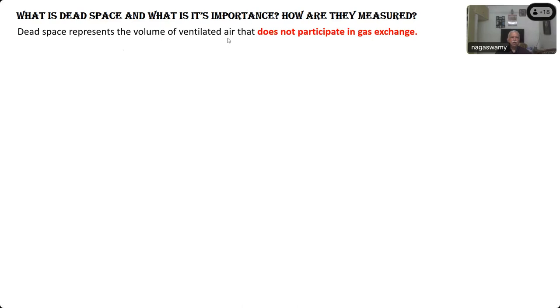Dead space represents the volume of ventilated air that does not participate in gas exchange. That means that air goes in and comes out as is where is. It goes in with the same composition of nitrogen, oxygen, and minimal amounts of trace gases, and comes back with the same thing. Whereas the air that has taken part in gaseous exchange will have given up oxygen, taken up carbon dioxide, and contain more carbon dioxide and less oxygen. The dead space air that comes out without participation in gas exchange will be equal to the atmospheric air that you have inhaled. It will not have any change in composition. So that is the meaning of dead space.